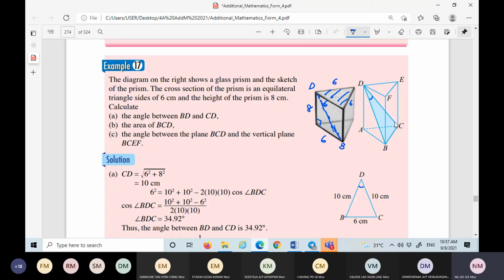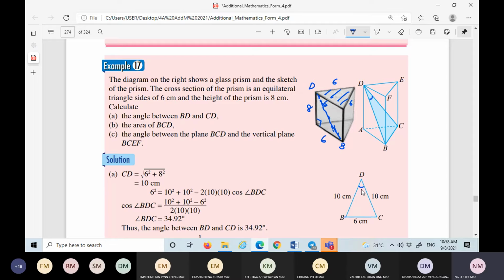Same as CD. The other side is also the same thing. Also you have a 6 and an 8. So for CD and BD, use the same method and you get 10. So here 10, here 10. Now you have three lengths.